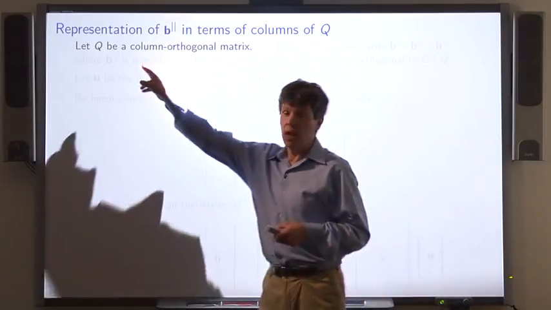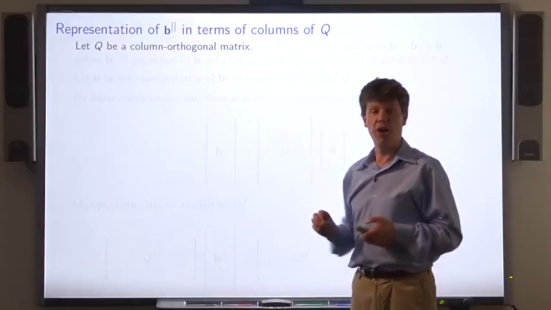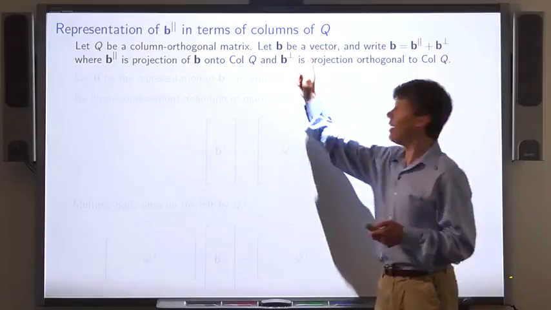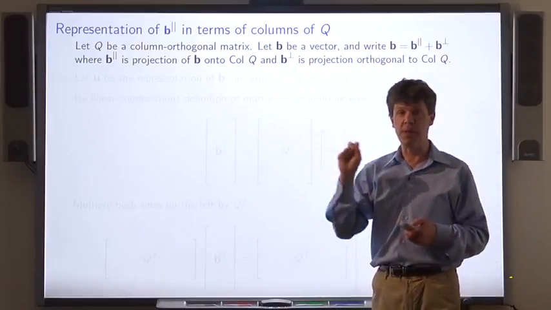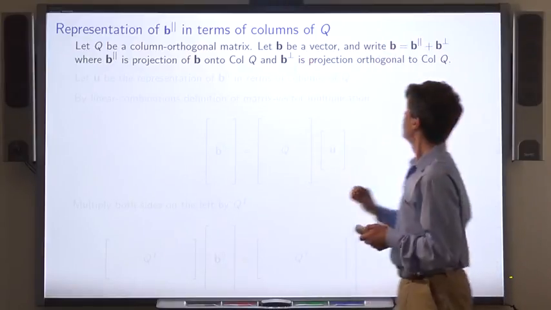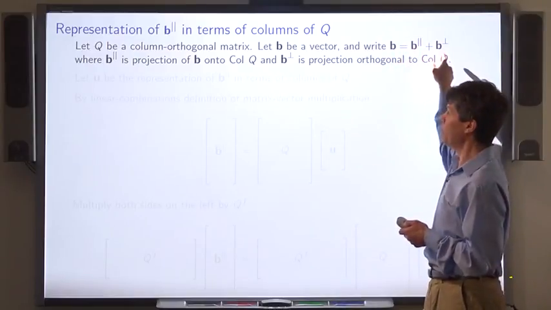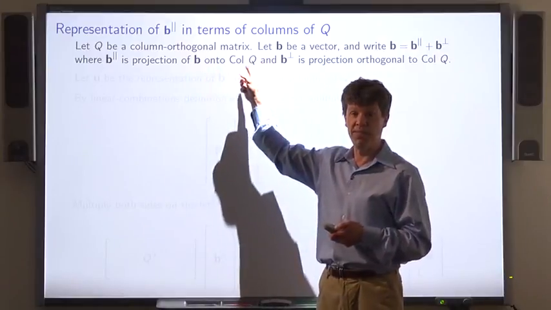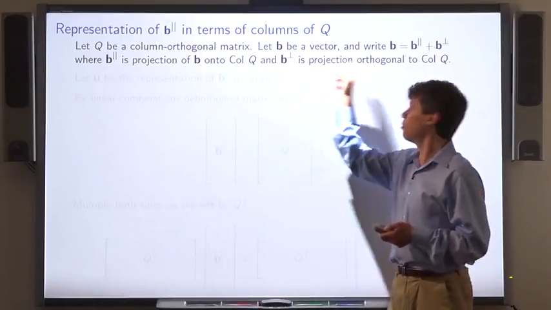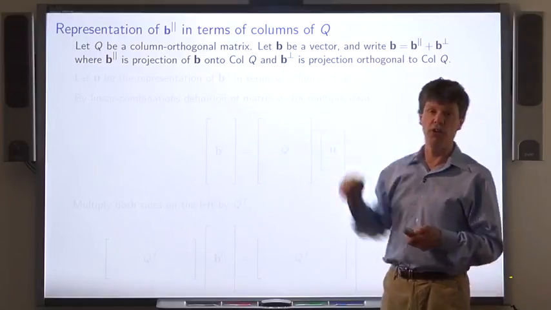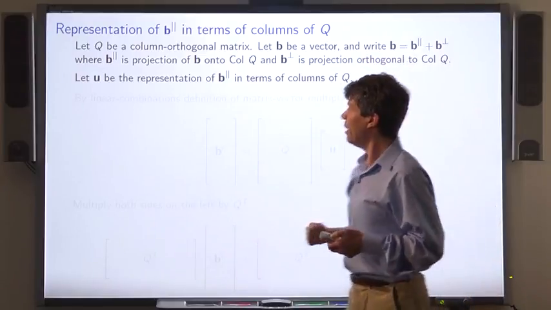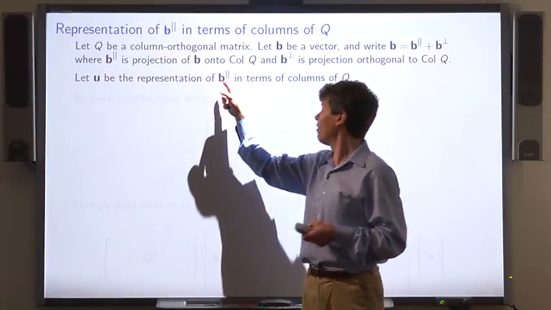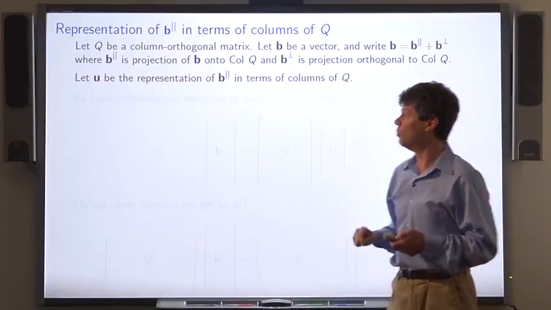Now, let Q be a column orthogonal matrix, such as we get from QR factorization, and let B be a vector. Write B in terms of its parallel and perpendicular parts. B equals B parallel plus B perpendicular, where B parallel is the projection of B onto the column space of Q, and B perpendicular is the projection of B orthogonal to the column space of Q. And let U be the vector that's the coordinate representation of B parallel in terms of the columns of Q.